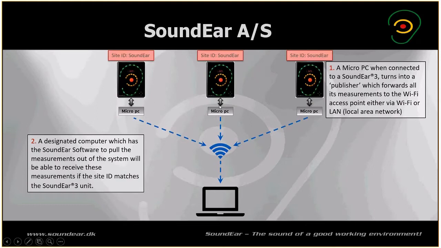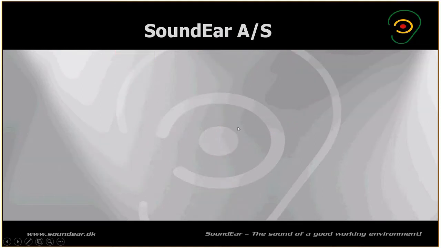A designated computer which has the SoundEar software will pull the measurements out of the system as long as the site ID that you configure the SoundEar 3 devices with matches the site ID on the receiving software. We will go through how to set the site ID in the demonstration later. So this is for the local area, the local network.